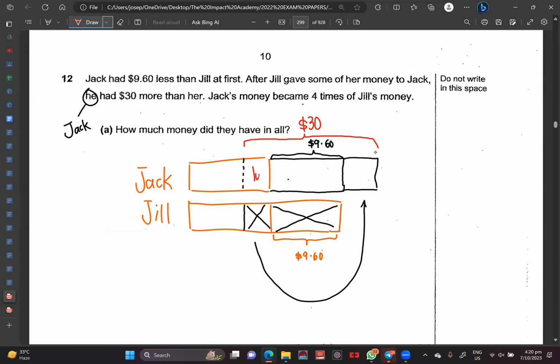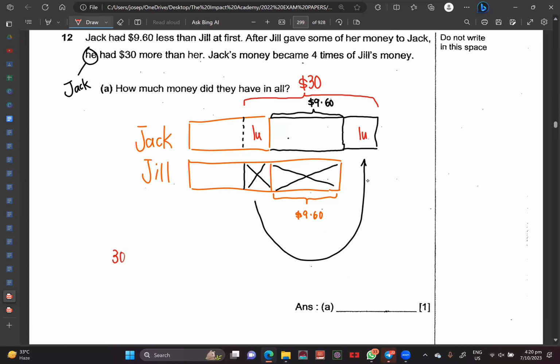Am I making sense here? So you can see that this is 1 unit and this is 1 unit. They are actually the same. The 1 unit here and the 1 unit here, they are the same. Am I making sense here? So what do you have to do? You really just have to do $30 minus away $9.60 first. Am I making sense? All right. So once you're done with $30 minus $9.60, you get to $20.40. This $20.40, what do you have to do? You have to divide by 2.